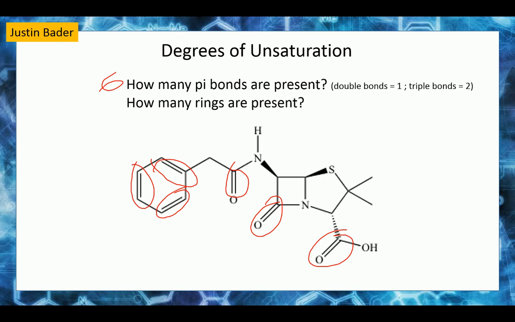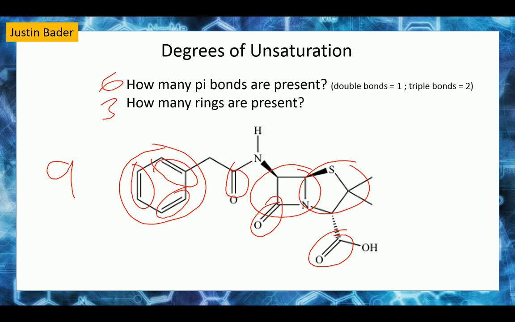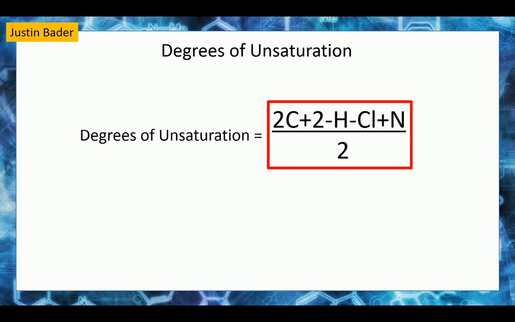And how many rings are present? Well, we would see there's 1 ring there, 1 ring there, and 1 ring there. So there are 3 rings. So we would add those up, and degrees of unsaturation would be 9. There is a handy formula that you can use to calculate the degrees of unsaturation. This is very crucial when you're not given the structure and you're only given the molecular formula.